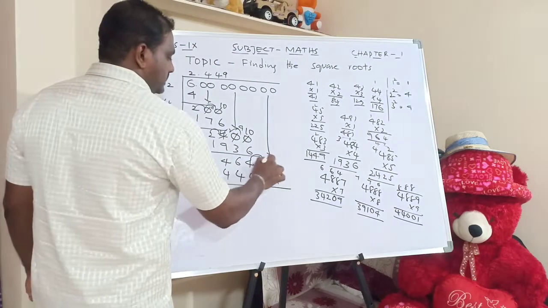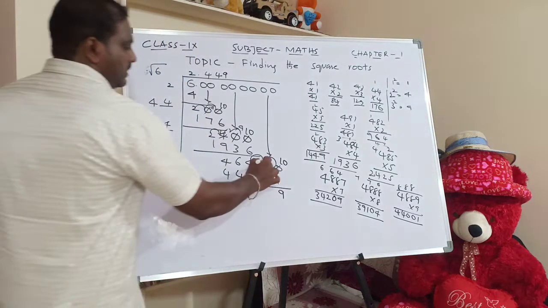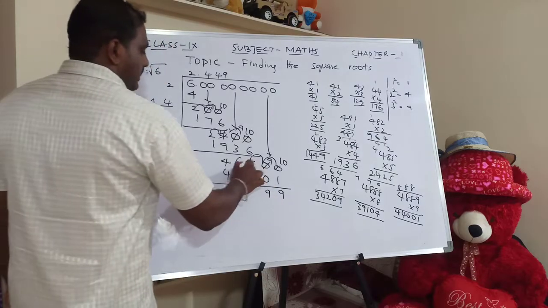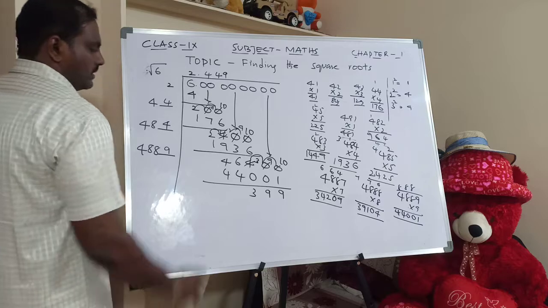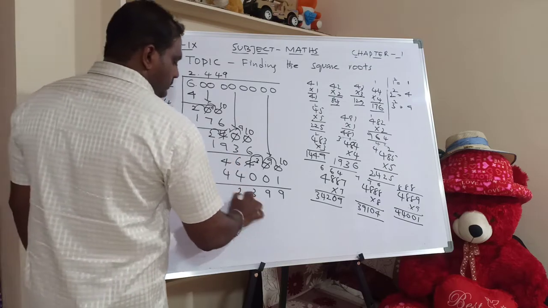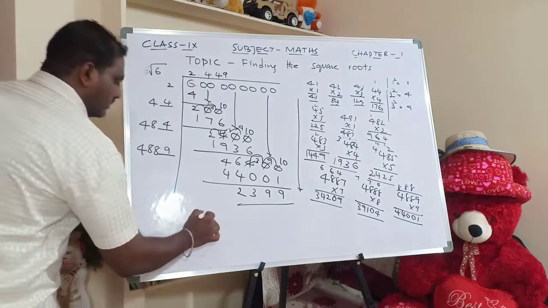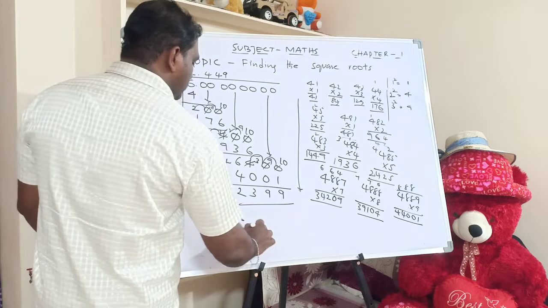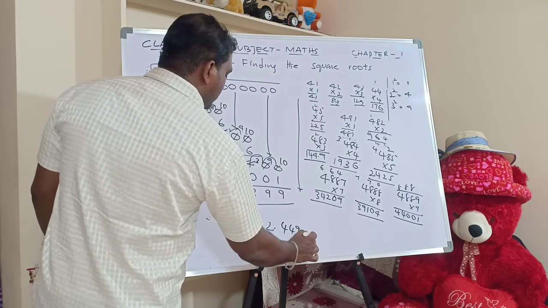So what is the next step? This will be 10. 10 minus 1 is 9. And this will be 9. 9 minus 0 is 9. And this will be 3. 3 minus 0 is 3. And this will be 6 minus 4, it is 2. Then next, you may continue with 1. So therefore, what is the answer? Root 6 is equal to 2.449 and so on.